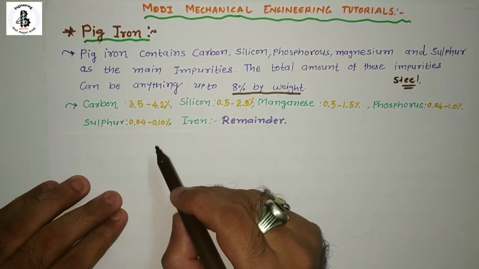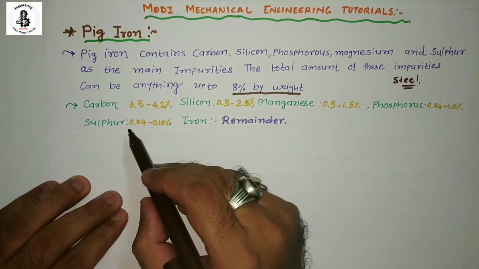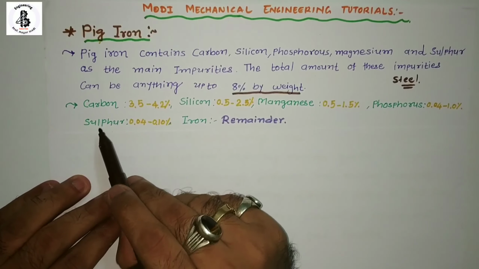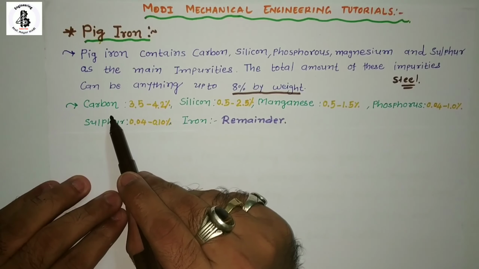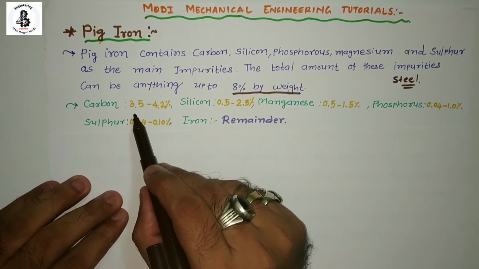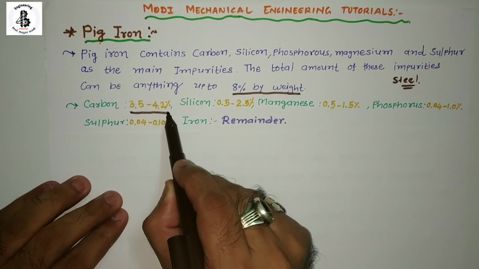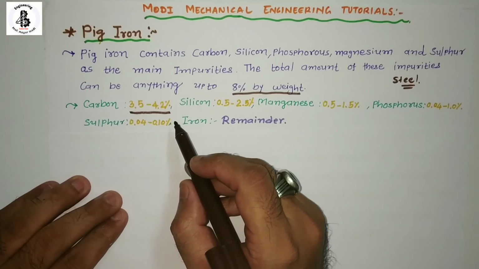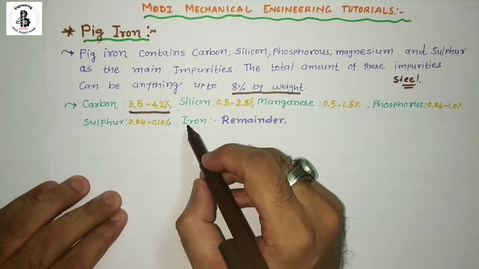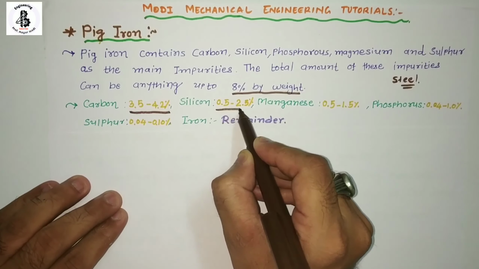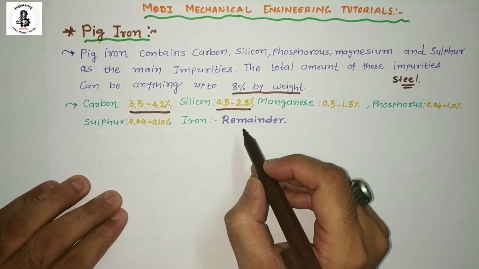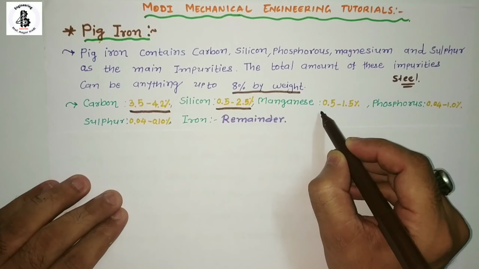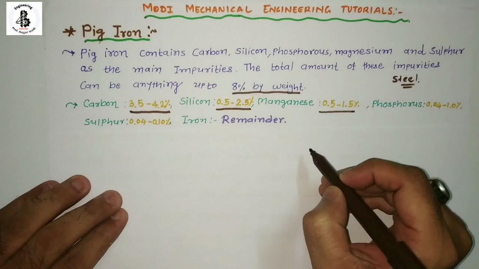Now we will discuss the exact weight percentage of the different alloying elements present in pig iron. First of all, starting with carbon, it will be around 3.5% to 4.2%. That is the well-defined carbon content for pig iron. Then for silicon, 0.5% to 2.5%. For manganese, around 0.5% to 1.5%.